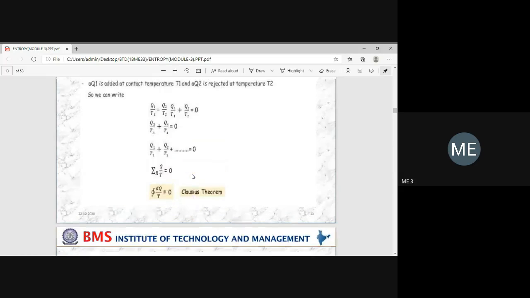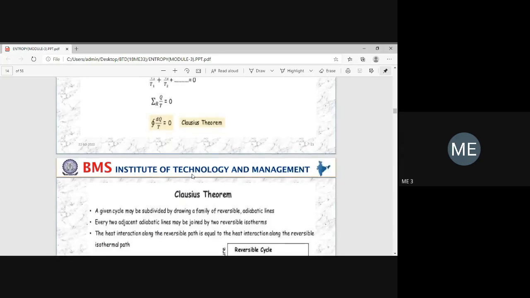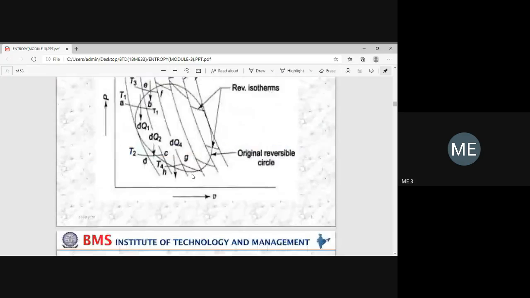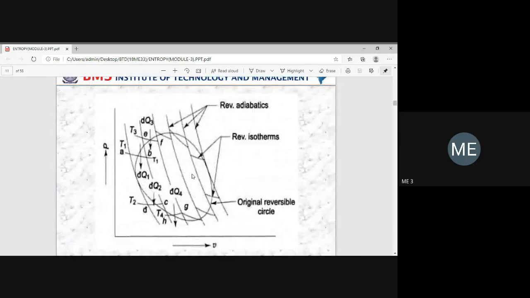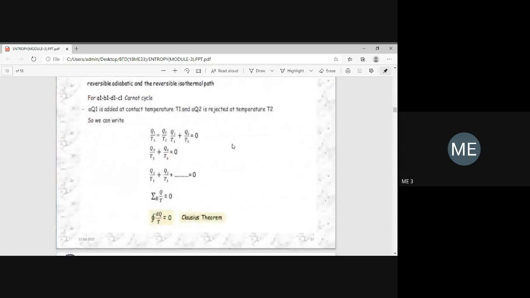Clausius theorem tells that summation of Q by T for a reversible process is exactly 0. So whenever we are asked to state and prove the Clausius theorem, first you have to draw this diagram, that is, the Clausius theorem: cyclic integral of dQ by T equals 0. The same formula we are going to use in the numericals.